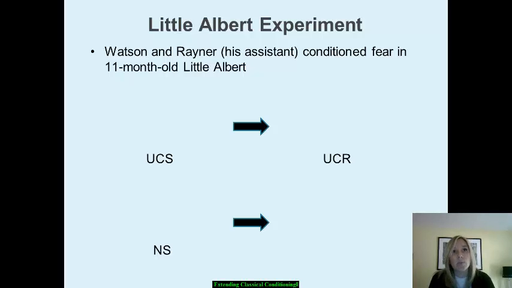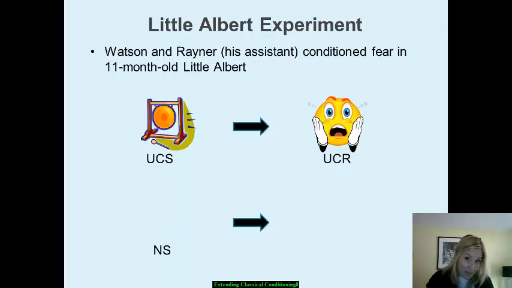Now, nowadays, this would never, ever fly. Ethically speaking, you would not be able to get away with what they end up doing with Little Albert, and you'll understand why as we go through this process. But at the time, they were truly convinced that they could condition a child to develop responses and behaviors that they never once had before. So let's take a look at this piece by piece.